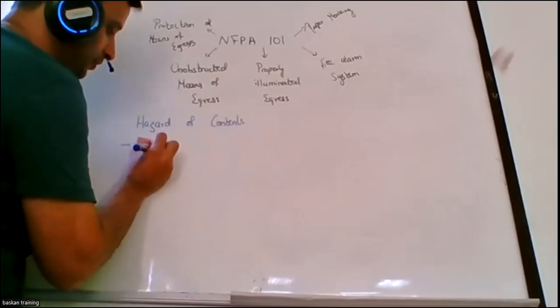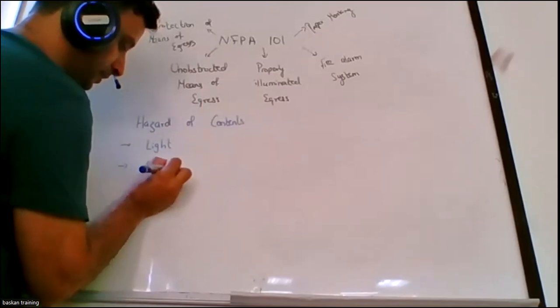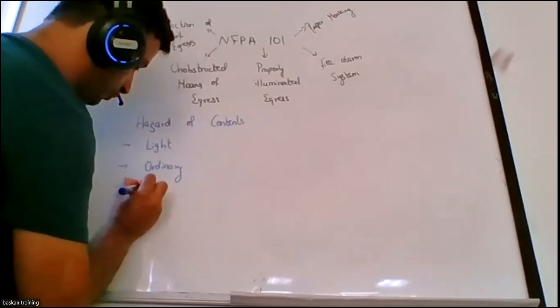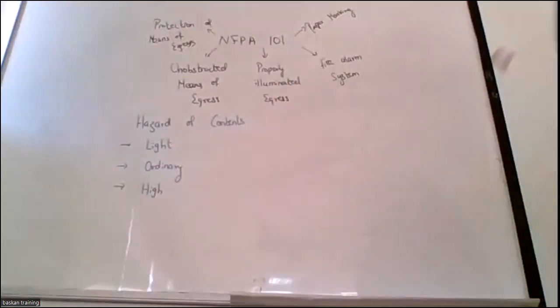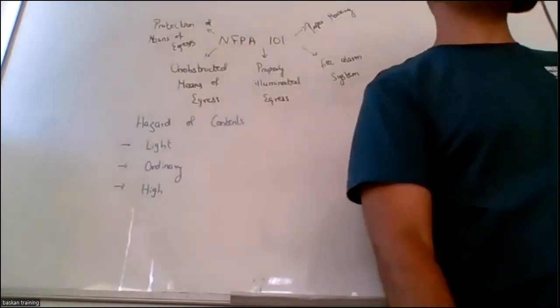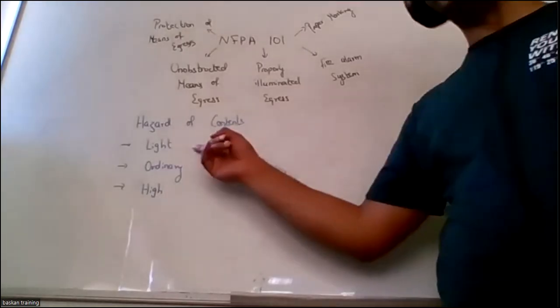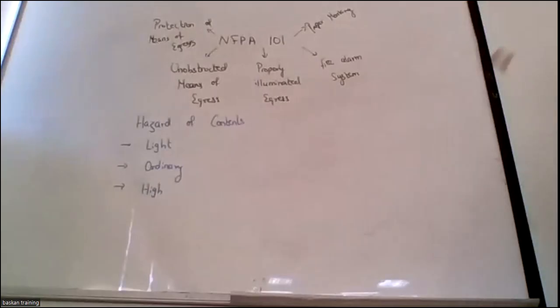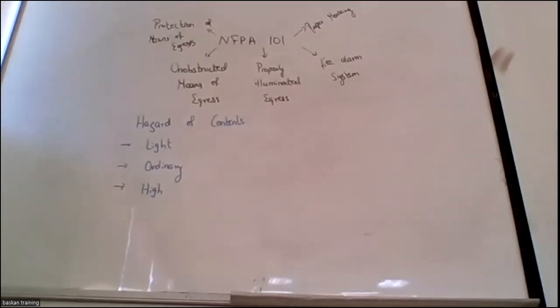One is the light hazard contents. Then we have ordinary hazard contents. And the third one is the high hazard contents. So, the contents that may be available in any occupancy. Light hazard contents are those that have such low combustibility that no self-propagating flame can occur in them, like furniture.